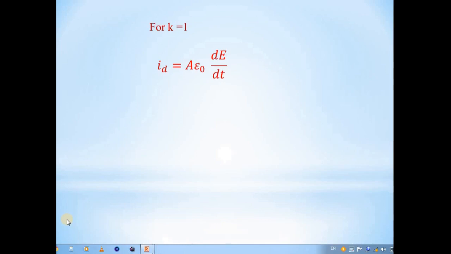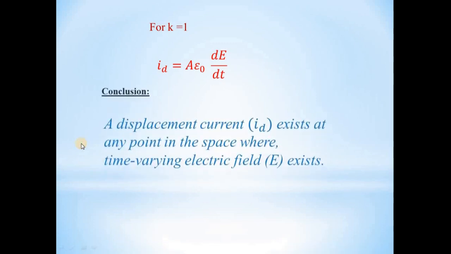If A and epsilon 0 are constant, then ID is directly proportional to dE/dt, or the rate of change of electric field is directly proportional to displacement current. Now the conclusion of this term displacement current: a displacement current exists at any point in the space where a time varying electric field E exists. That is, dE/dt is not equal to 0. Means rate of change of electric field is not equal to 0.